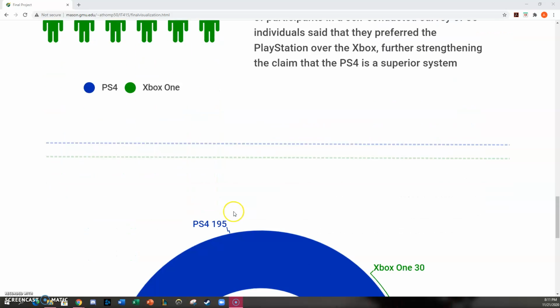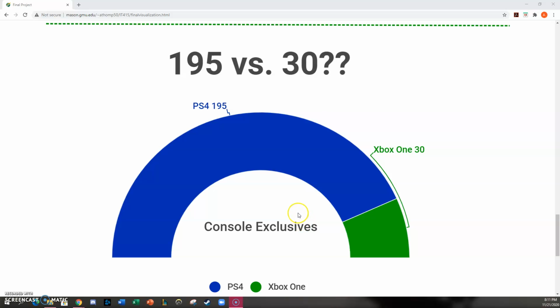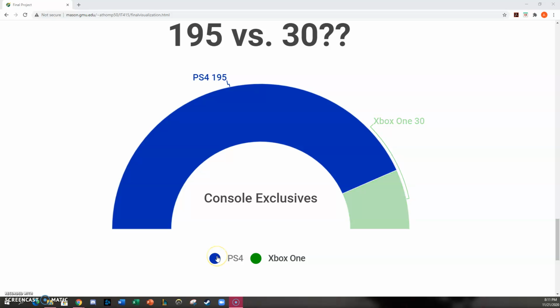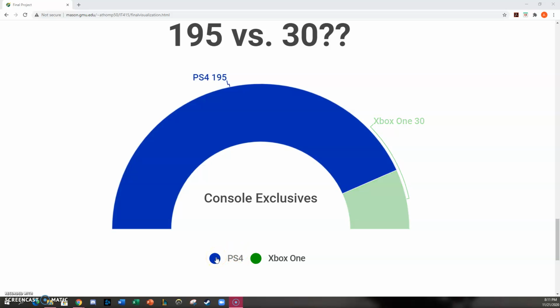So again, it really shows that my data is lining up with the other data points that we have seen so far. And finally, the last category to look at is the console exclusives for both the PlayStation 4 and the Xbox One. We see that PlayStation 4 offers 195 console exclusives specifically for that console, not the console family, whereas Xbox One only offers 30. So that's a really big difference in the number of console exclusives that Xbox One has.